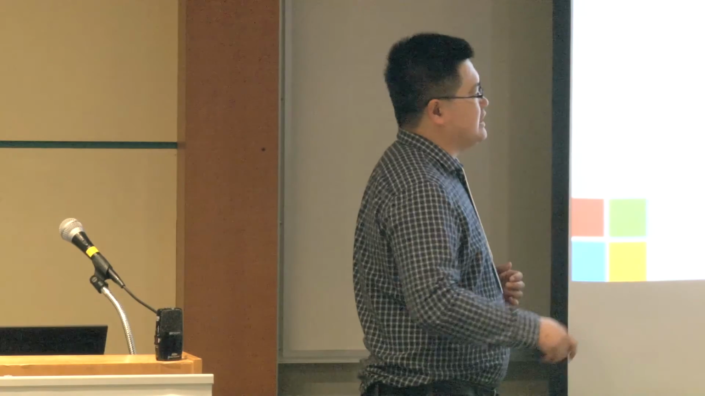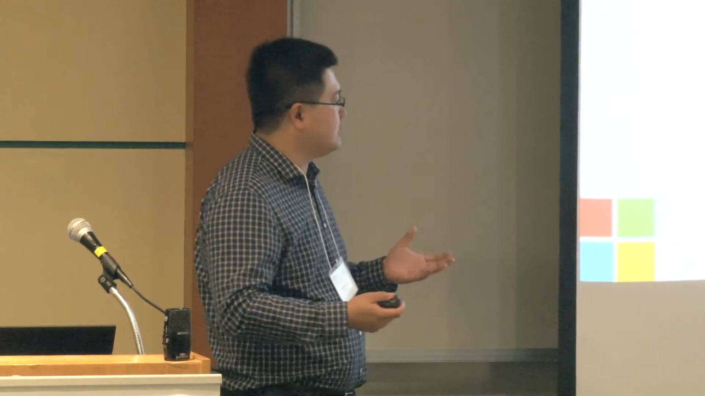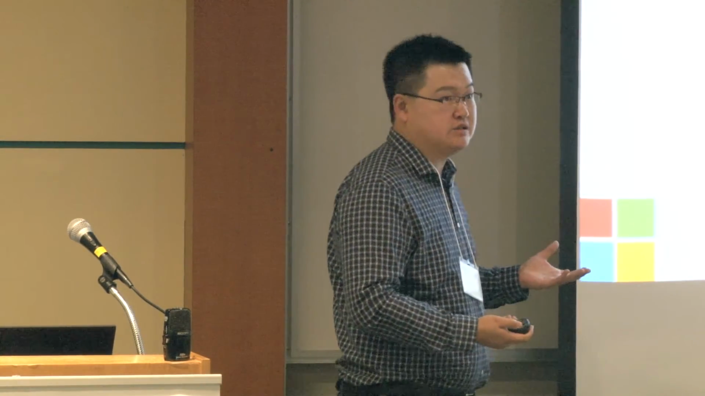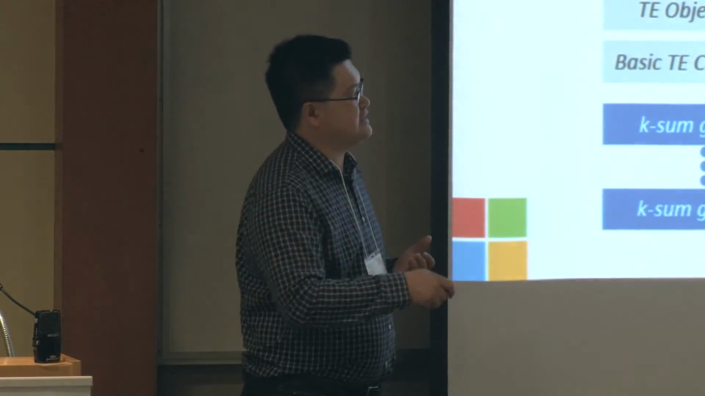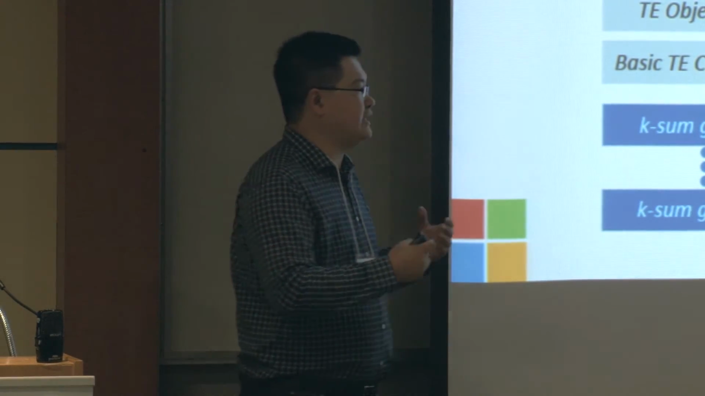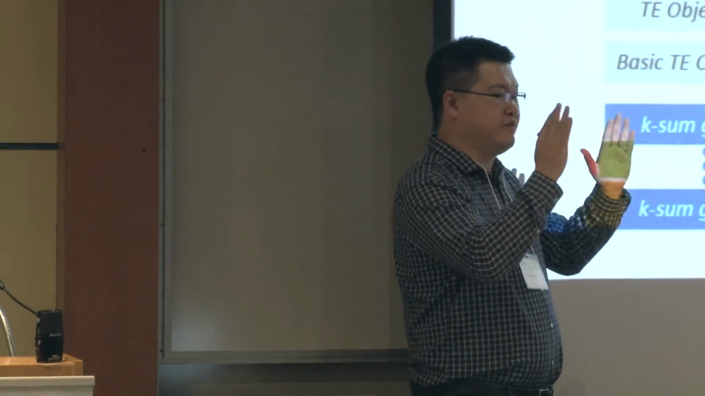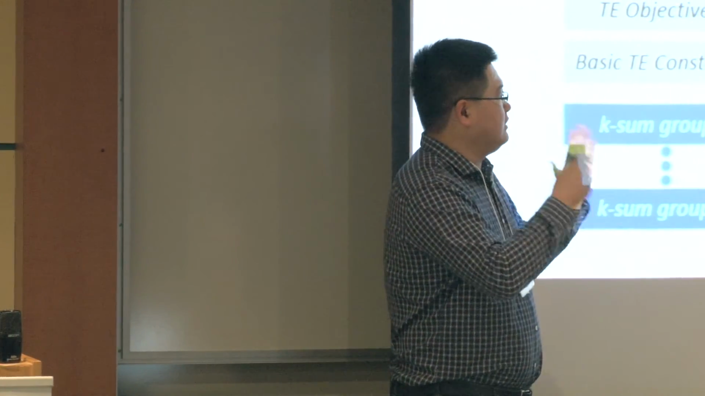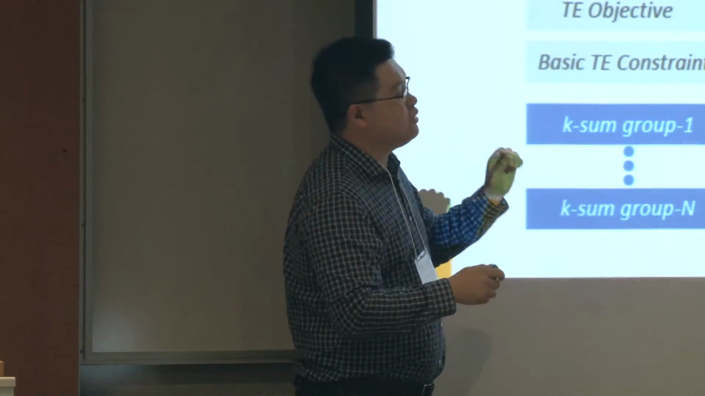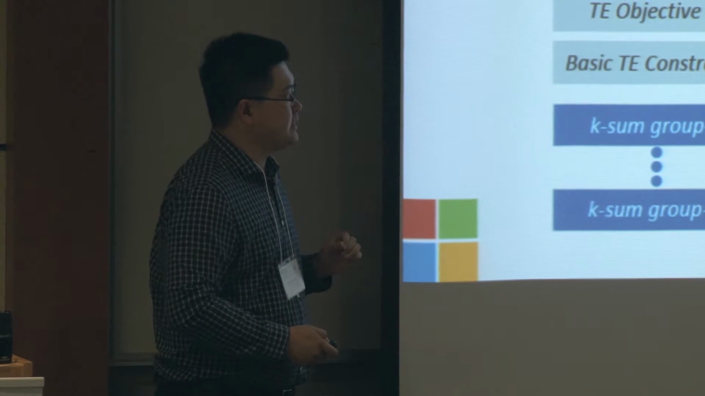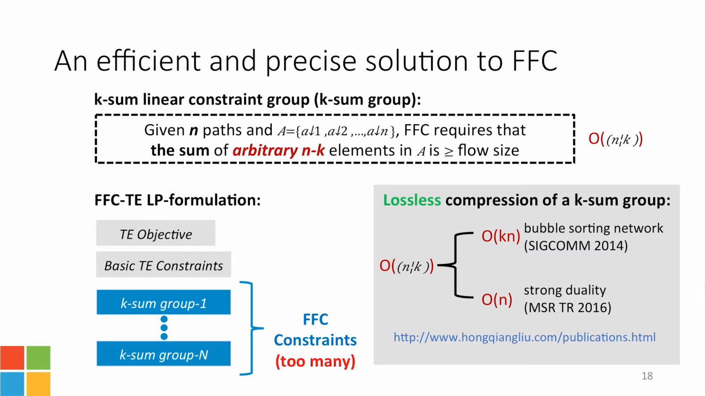Now the challenge is that in a larger scale network, we have too many constraints. We cannot solve them directly. What we want to do is achieve a lossless compression of this k-sum constraint format, which means we want to find a small number of constraints that can sufficiently represent the original constraints and still achieve the optimal objective. So there's no loss in the optimality of the objective. In our original paper, we found a way based on bubble sorting networks. We reduced it from n choose k to kn.